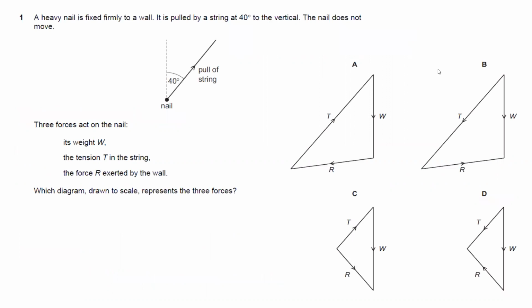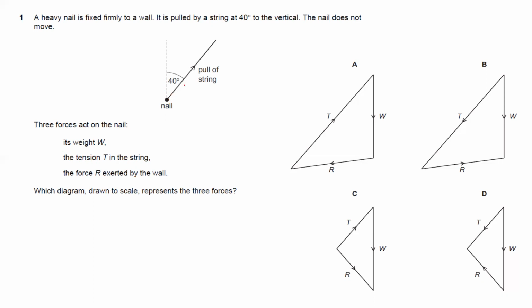First question, it says a heavy nail is fixed firmly to the wall. It is pulled by a string at 40 degrees to the vertical. The nail does not move. Three forces act on the nail. Number one, it's the weight of the nail, W, the tension in the spring, T, and the force R exerted by the wall. Which diagram drawn to scale represents the three forces?